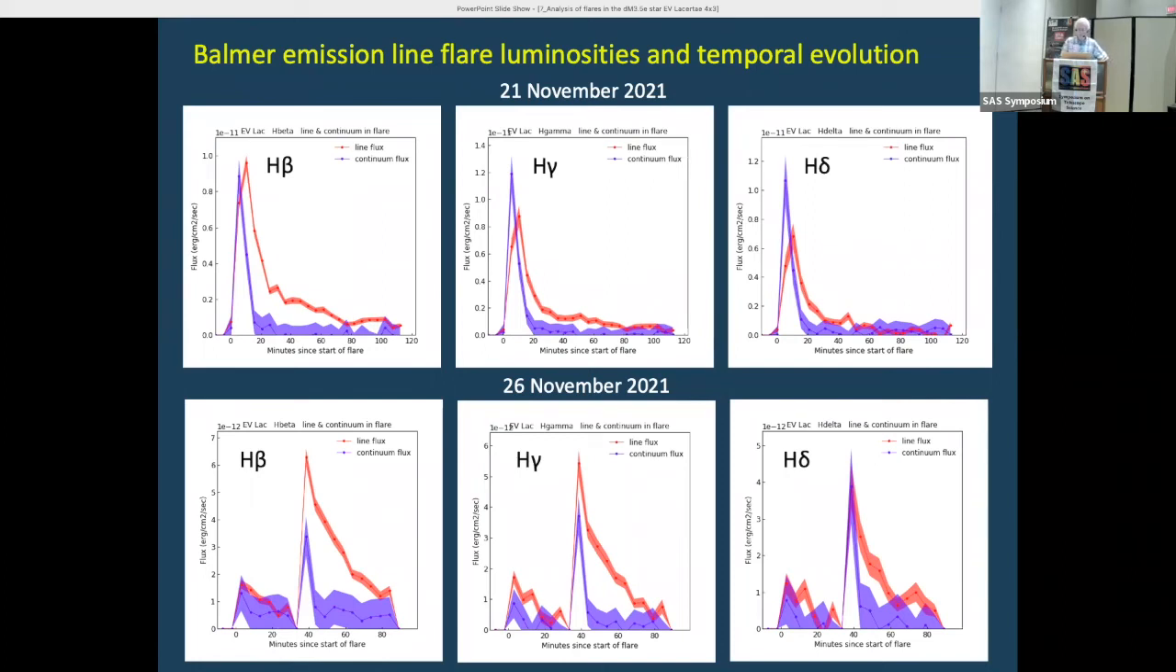Now, what you can see, for example, is how quickly the continuum goes up and then goes down again. Very quickly after the flare, the continuum level of the spectrum drops much more quickly than the energy goes out of the emission lines. And as you go to shorter and shorter wavelengths, the line flux also diminishes. You can also see that there's a time lag between the peak in the continuum flux and the peak in the line flux.